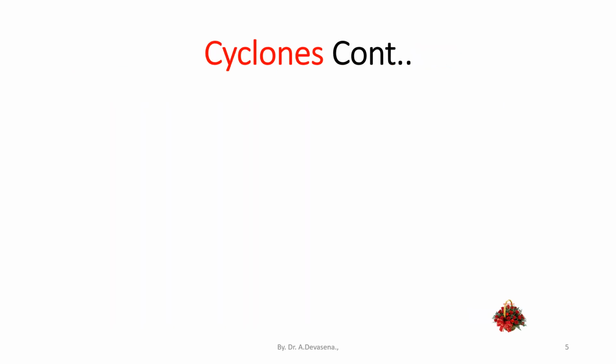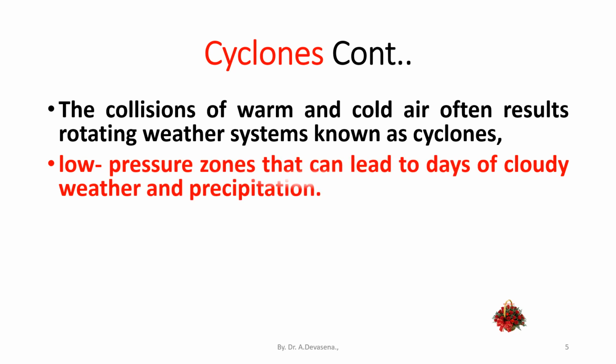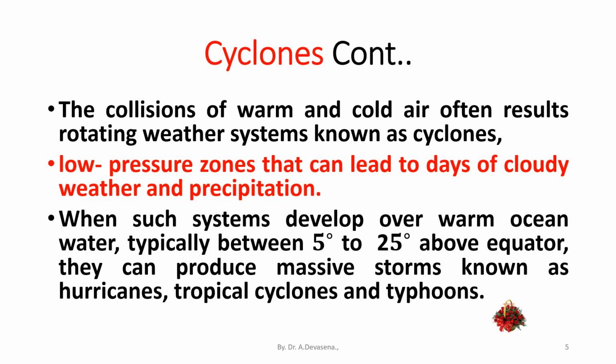The collision of warm and cold air often results in rotating weather systems known as cyclones. These are low pressure zones that can lead to days of cloudy weather and precipitation. When such systems develop over warm ocean water, typically between 5 degrees to 25 degrees above the equator, they can produce massive storms known as hurricanes, tropical cyclones and typhoons.